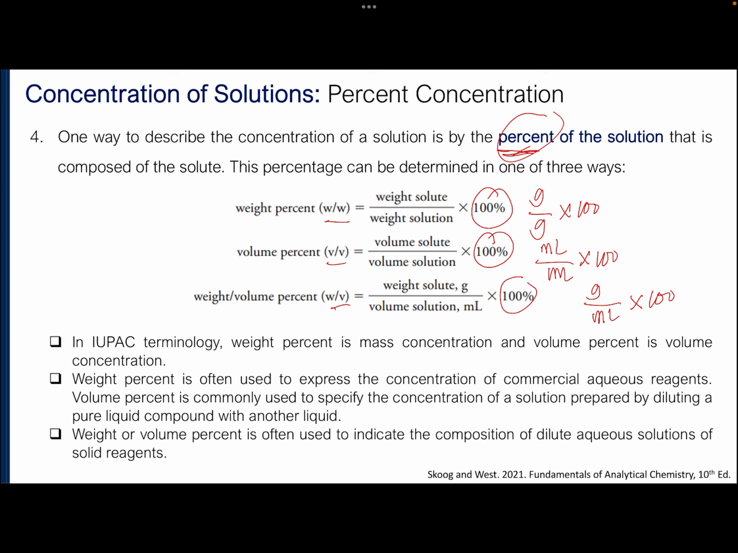In IUPAC terminology, the weight percent is the mass concentration, and the volume percent is a volume concentration. Weight percent is often used to express the concentration in commercial aqueous reagents, while the volume percent is commonly used to specify the concentration of a solution prepared by diluting a pure liquid.